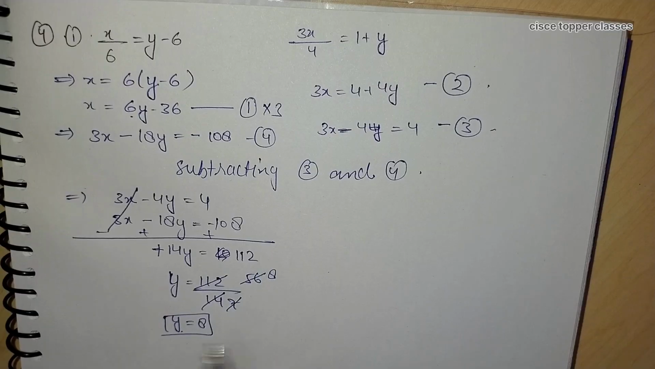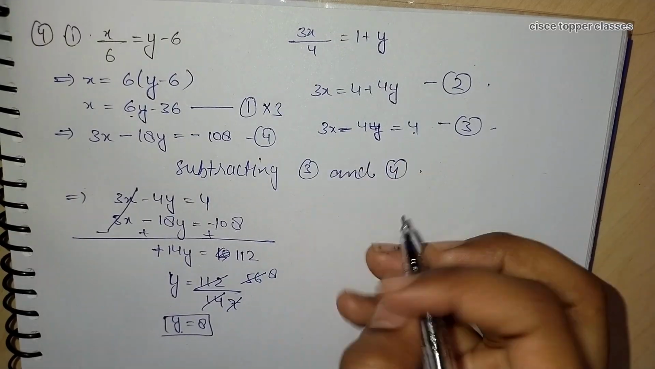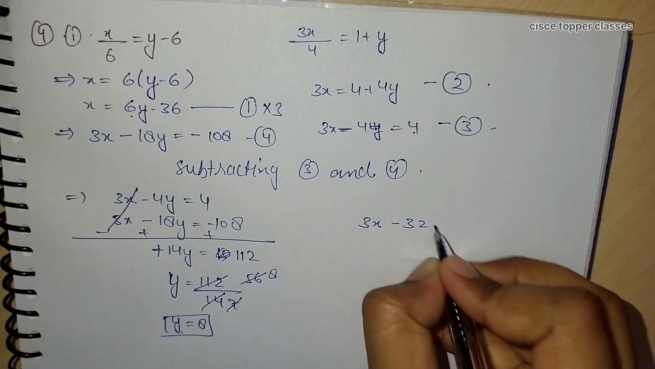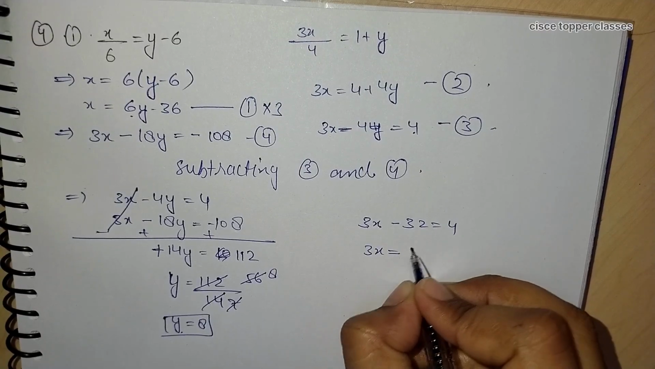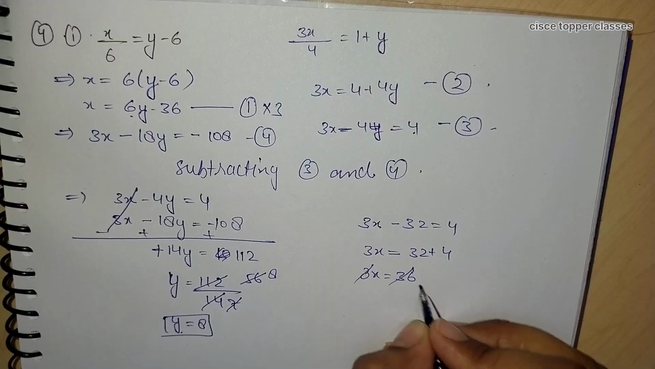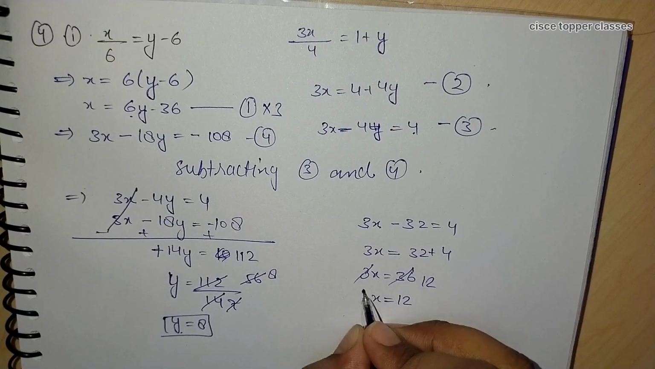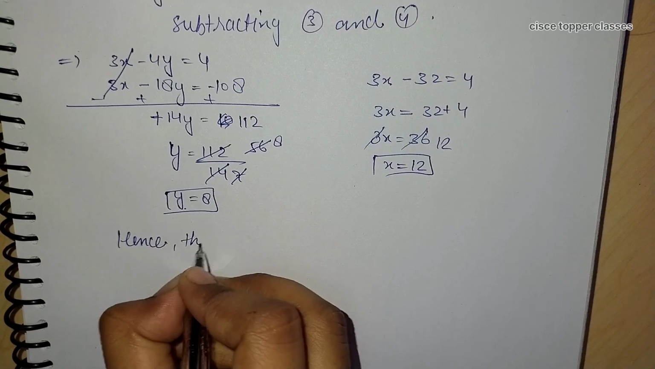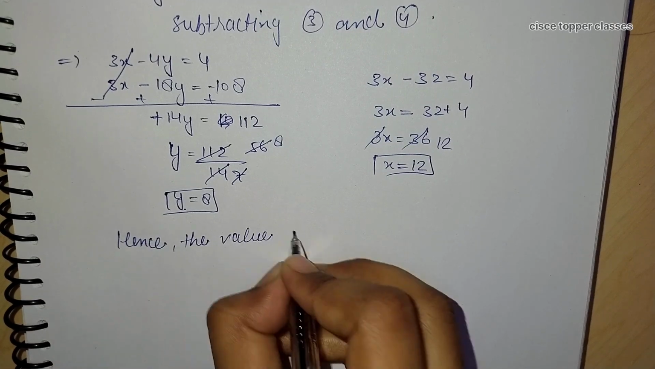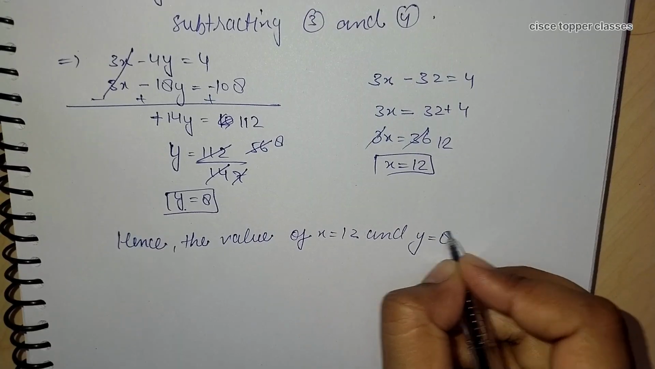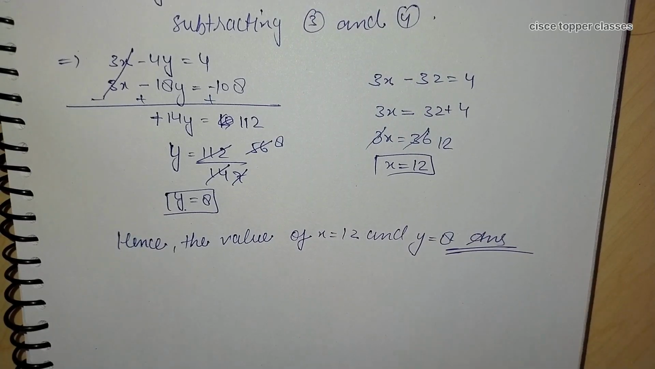Now let us put this value in the third equation to find the value of x. So 3x minus 4 into 8, which is 32, equal to 4. 3x is equal to 32 plus 4. We can write it as 3x is equal to 36, and x is equal to 12. Hence the value of x is equal to 12 and y is equal to 8. So this is the final answer in this question.